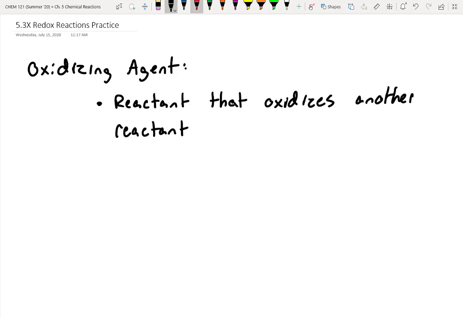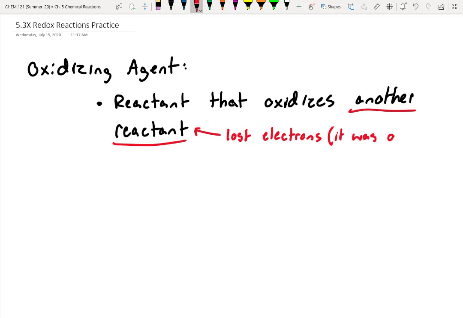And if you think about this other reactant, if we think about it being oxidized, it must have lost electrons. And the way I always remember that, like I said in the previous video, is Leah the lion goes grr. Loss of electrons is oxidized, right? So this is the key feature here, an oxidizing agent oxidizes something else in the reaction, all right?